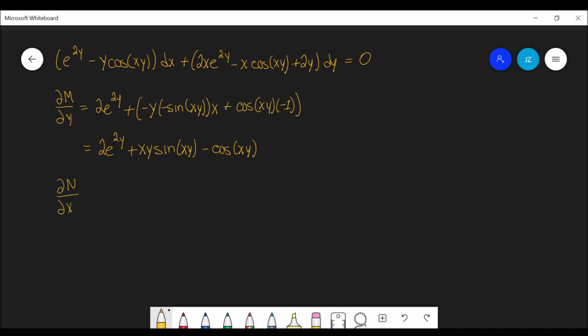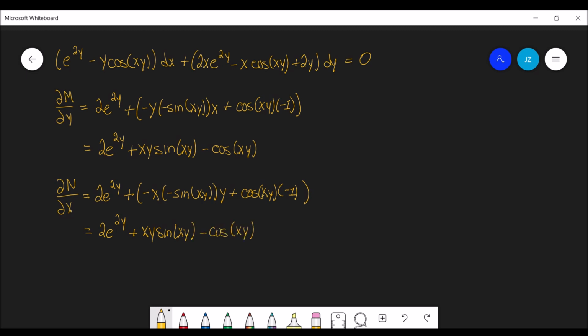Partial N partial x, we get 2e to the 2y plus, now again we have a product rule, so we get negative x times negative sine of xy times y plus cosine of xy times negative 1. And so this simplifies to 2e to the 2y plus xy sine of xy minus cosine of xy. Those two are the same, so this is exact.